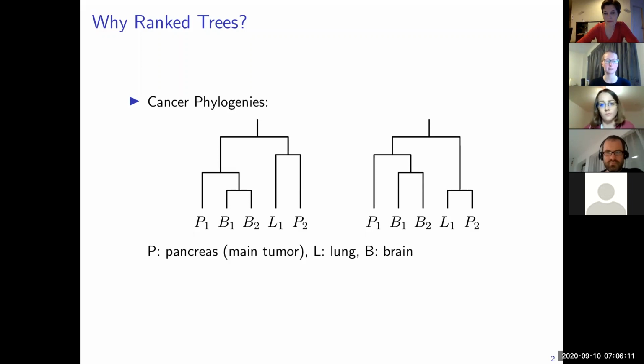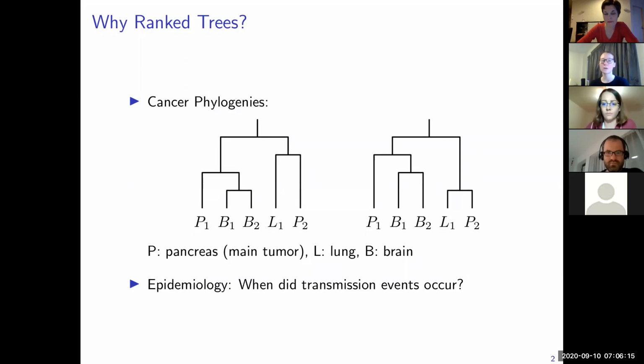Another case, which is currently very important, is in epidemiology. When did transmission events occur? So for example, when a virus gets transmitted, when did it happen, and which event happened before another event, which is, for example, in New Zealand, interesting to know if the transmission happened inside New Zealand or while people were still overseas or so. So this is why we want ranked trees.